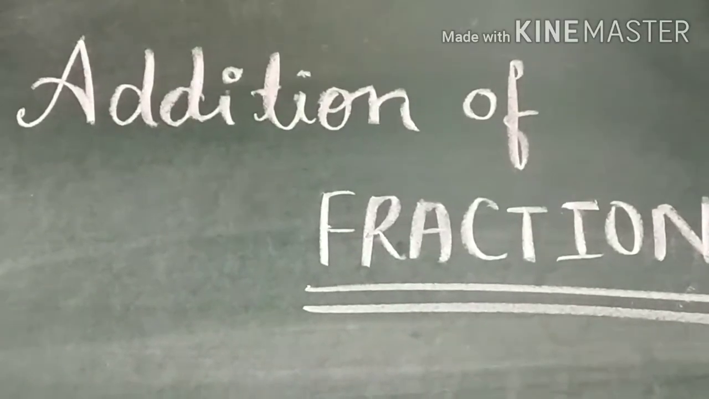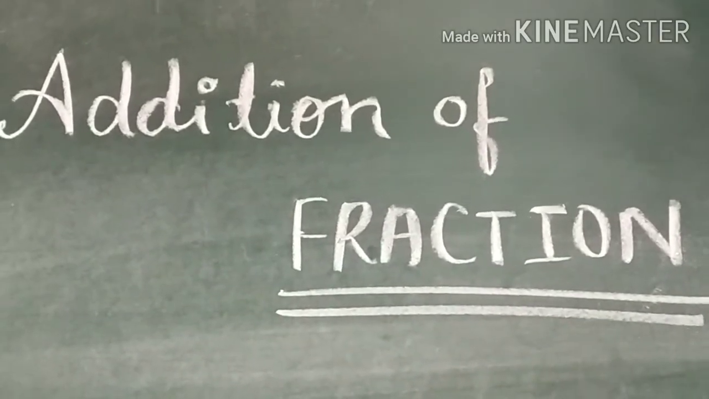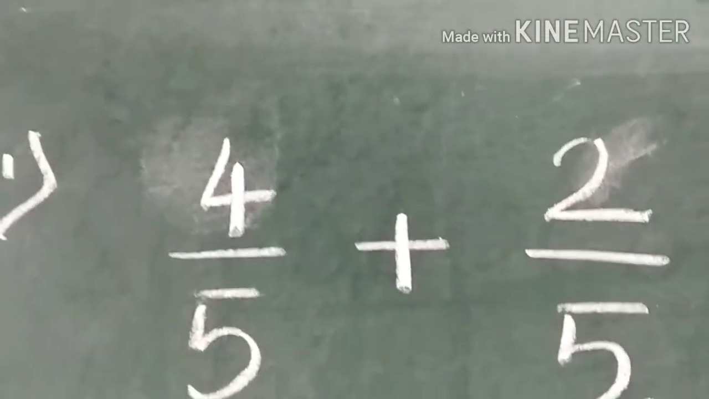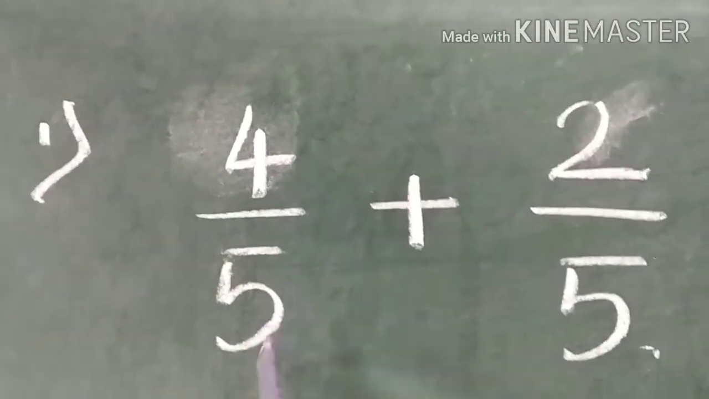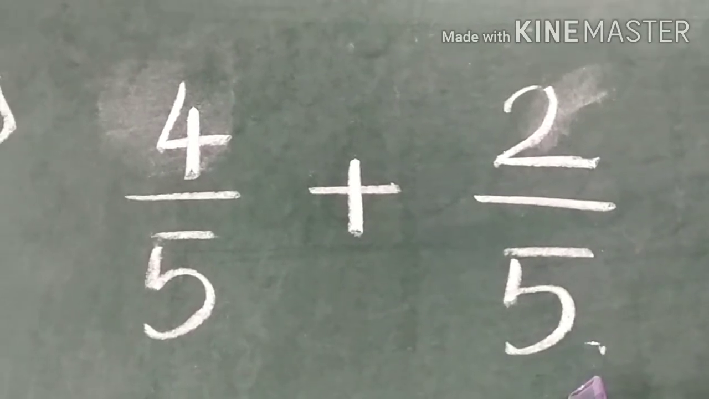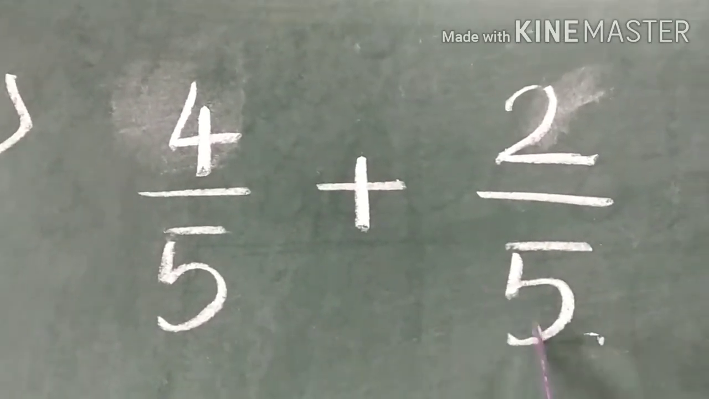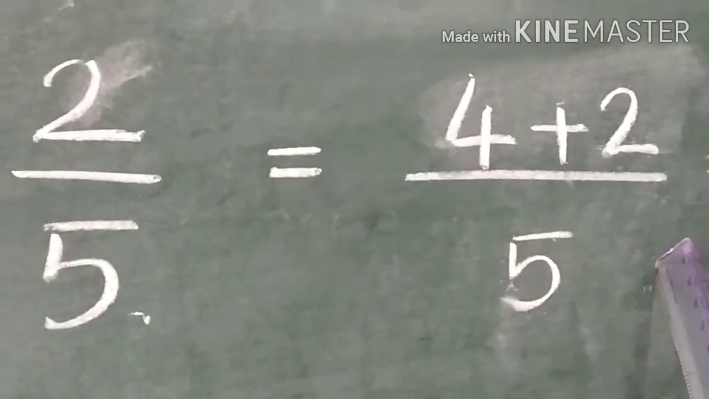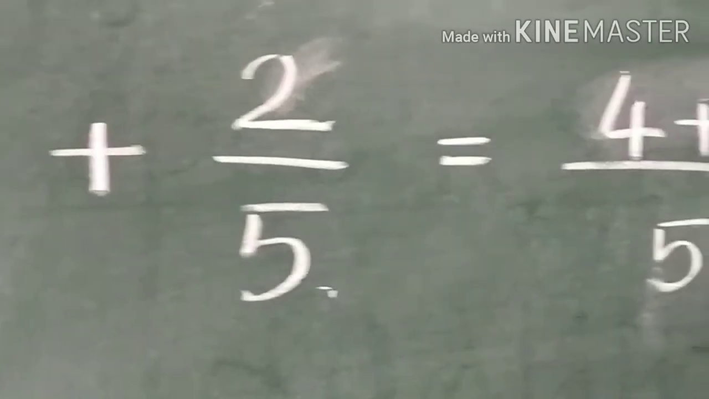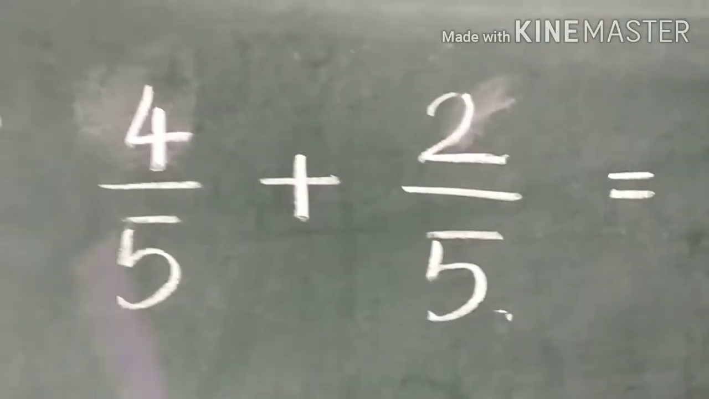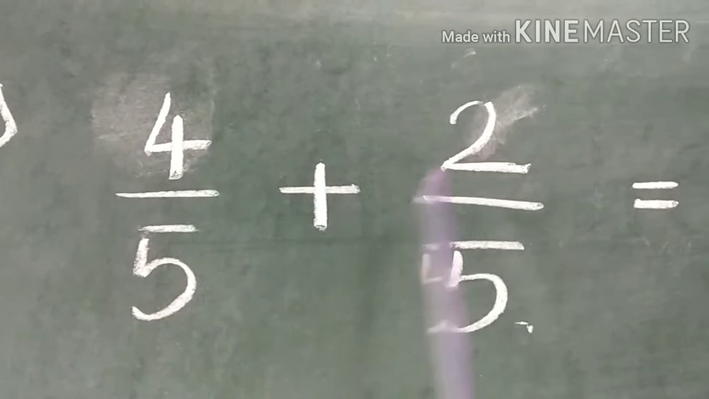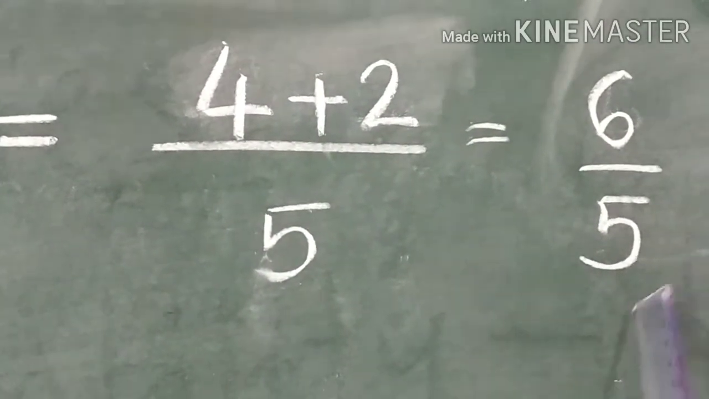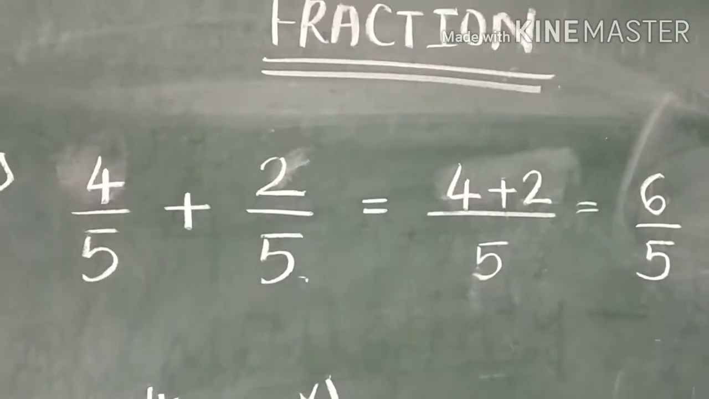Let us take the next concept, addition of a fraction. How to add two different fractions? Taking one example, 4 by 5 plus 2 by 5. Here, see, the denominator part is the same. Therefore, keep the denominator as it is. 5, 5. Denominator is 5. Coming to the numerator part, 4 plus 2. Add 4 plus 2, that is 6. 6 by 5 is the answer.